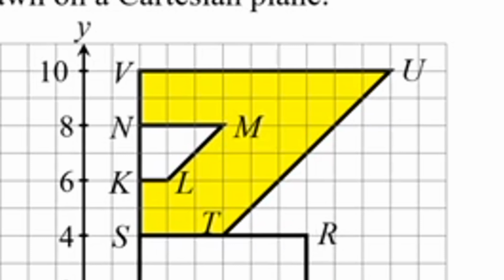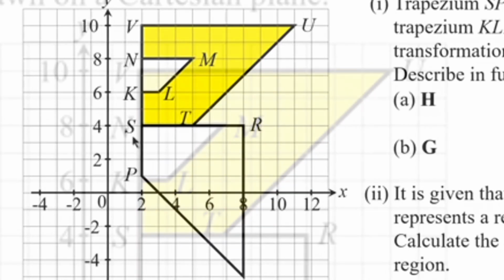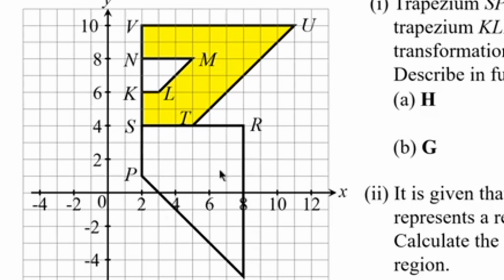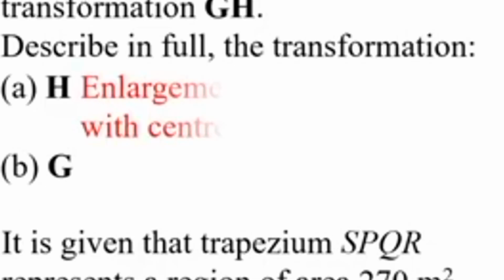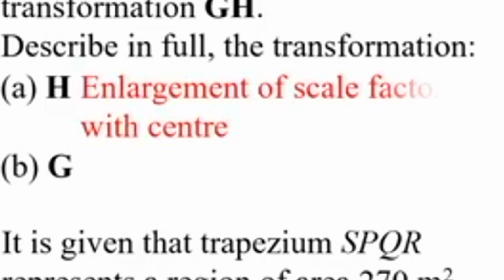Let's count 1, 2, 3, 4, 5, 6, 7, 8, 9. 9 units for VU, and the object is NM for the corresponding side, which is 3 units, right? So the scale factor is 9 over 3. So scale factor k is 9 over 3, which is 3. So we have to write in a sentence form for the description. So let's describe the transformation H as the enlargement of scale factor 3 with center.